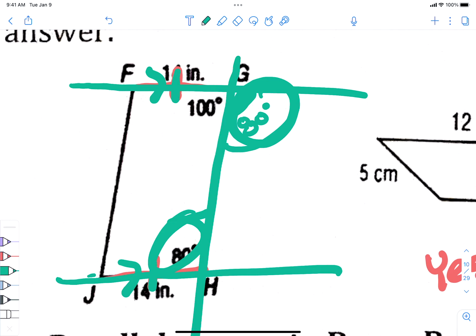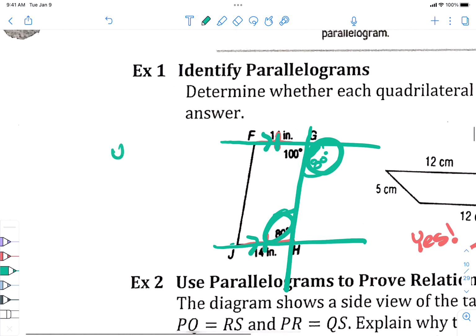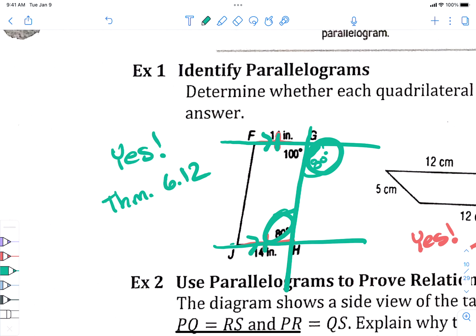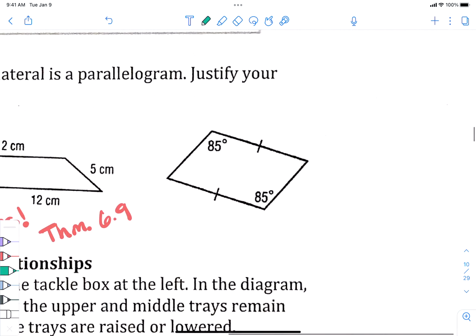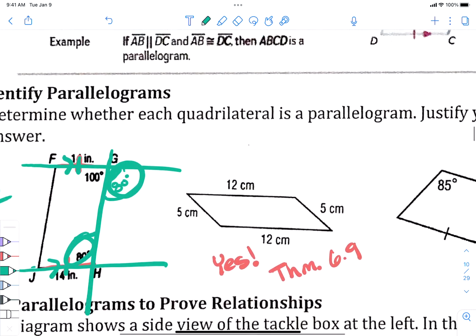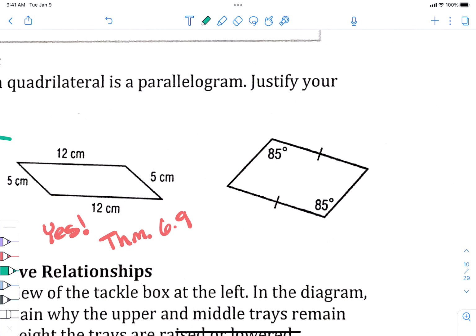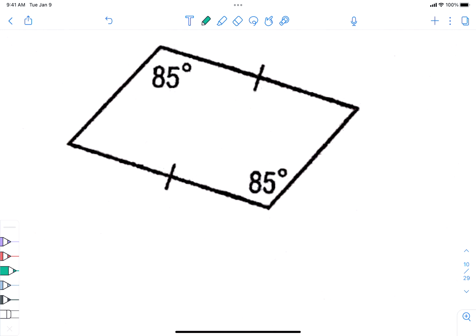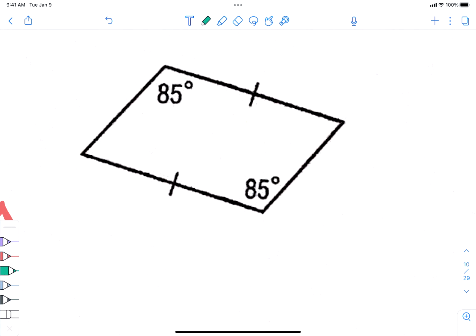So is this truly a parallelogram? Yes, because of theorem 6.12, right? We had to grab a bit more information to prove that the top and the bottom are parallel. But because one set is parallel and congruent, we know that it is a parallelogram. Okay, let's go over here. Determine whether each quadrilateral is a parallelogram. It could be the case that these are not, right? Might be the case that these are not.